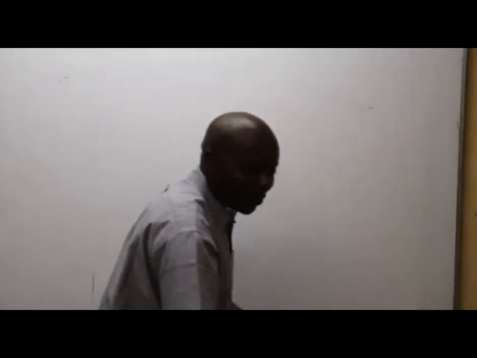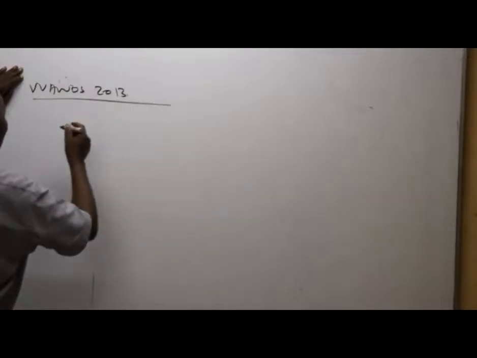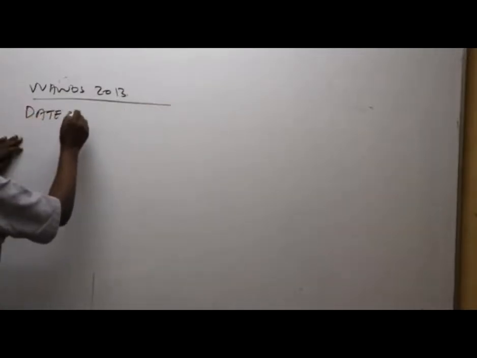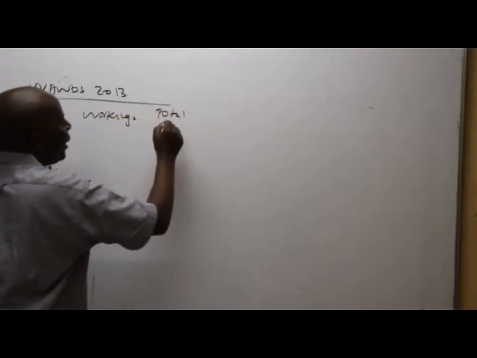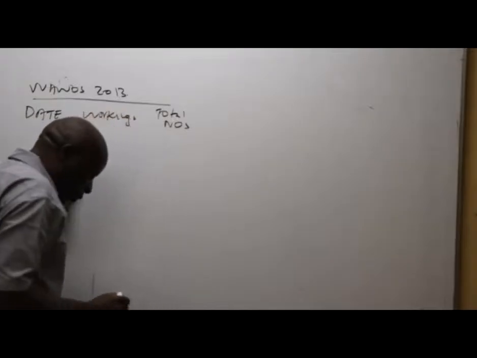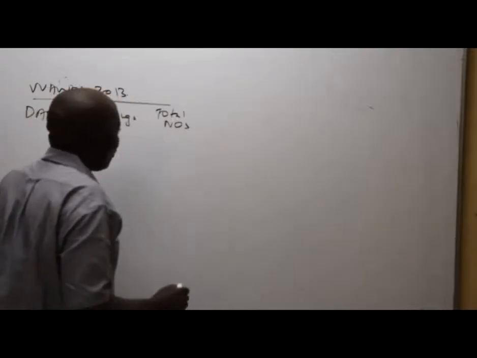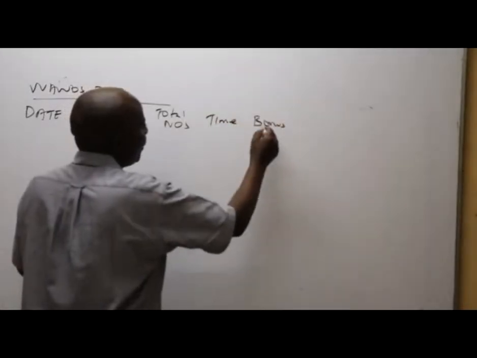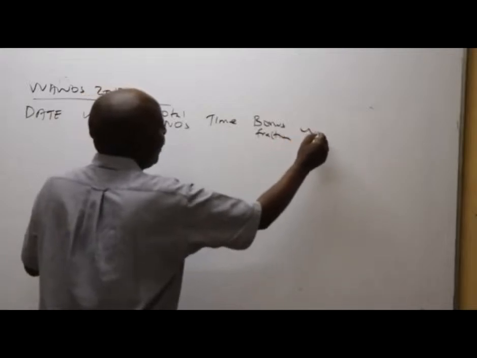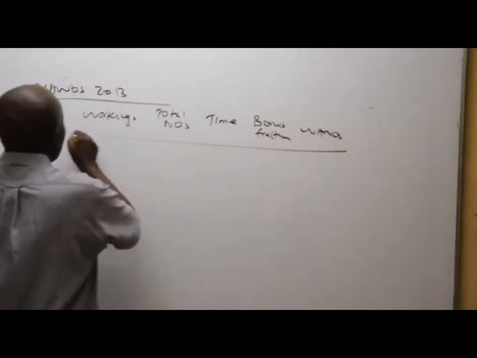Great. Now from there, the next step is the one-nos. Now one-nos, we separate the years. We make separate tables. Let's start with the one-nos of 2013. I'm interested in the date. We introduce a column for workings. Then we have the total number of ordinary shares, then the time, the bonus fraction, and then we have the famous one-nos like this.